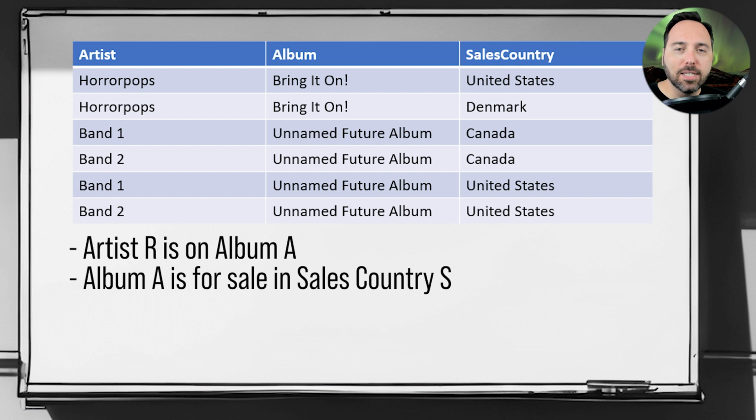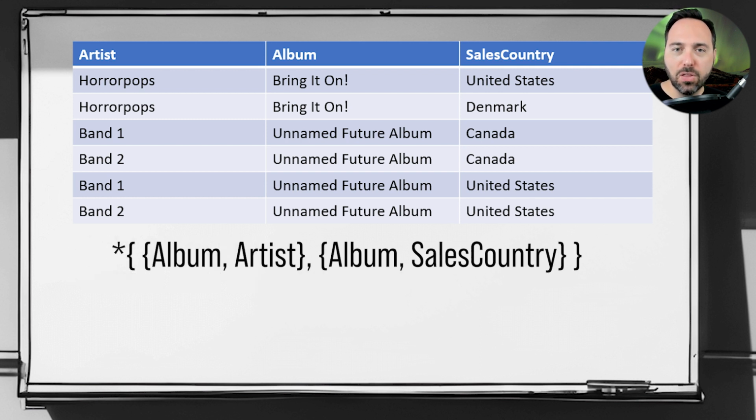When we look at this as a set of join dependencies, we end up with something like this, where one join dependency combines album and artist, and the other covers album and sales country. Therefore, we have two join dependencies, each of which has exactly two components.